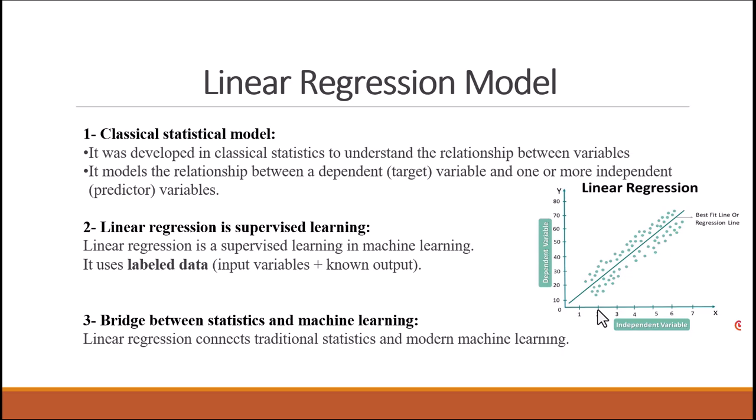The second characteristic of the linear regression model is that when we use linear regression in the form of machine learning, it is accounted as a supervised learning model. And we use labeled data that include the input variables plus the known output or the labels to train the algorithm. The third one is that it helps us to bridge between statistics and machine learning.